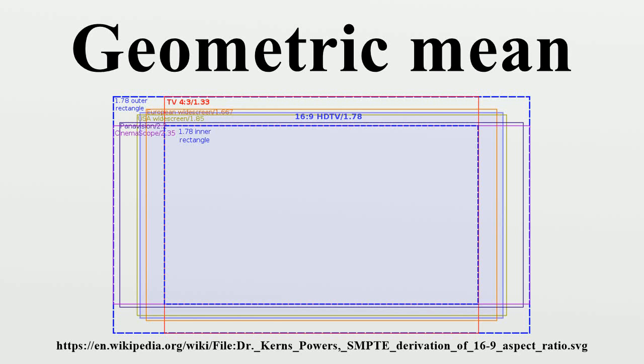In mathematics, the geometric mean is a type of mean or average, which indicates the central tendency or typical value of a set of numbers by using the products of their values. The geometric mean is defined as the nth root of the product of n numbers.